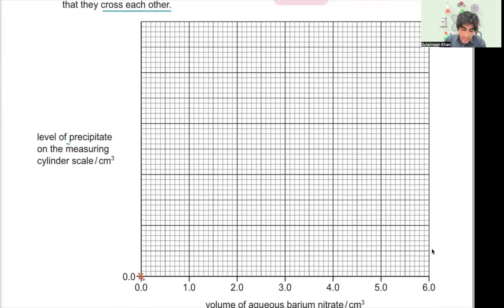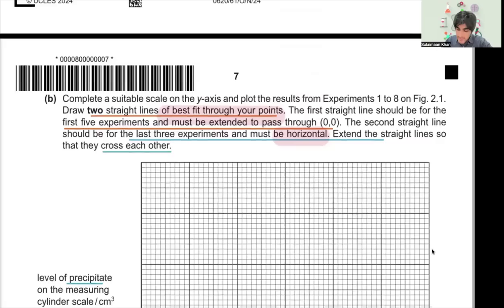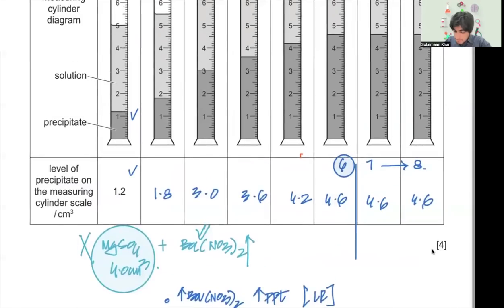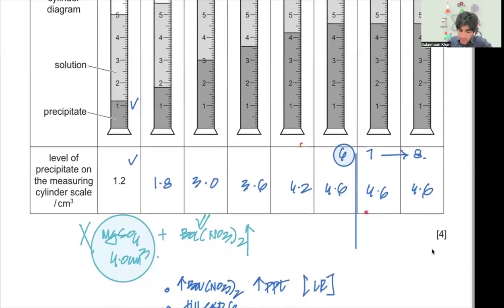So, level of precipitate. Now, how do you identify the correct scale for it? It must be a linear scale. You can't say this is 1.5, 2.5. It must be 1, 2, 3, 4, a linear scale, can't be decimals. Now you'll realize that the highest level of precipitate you are getting goes from 1.2 to 4.6. So maybe the maximum you'll go to is still 4.6, right?